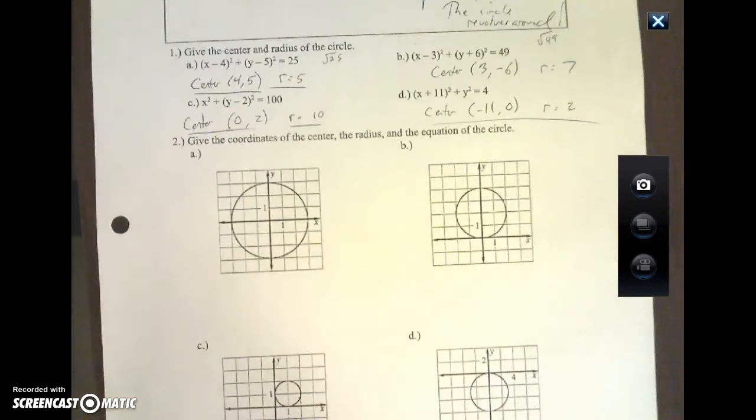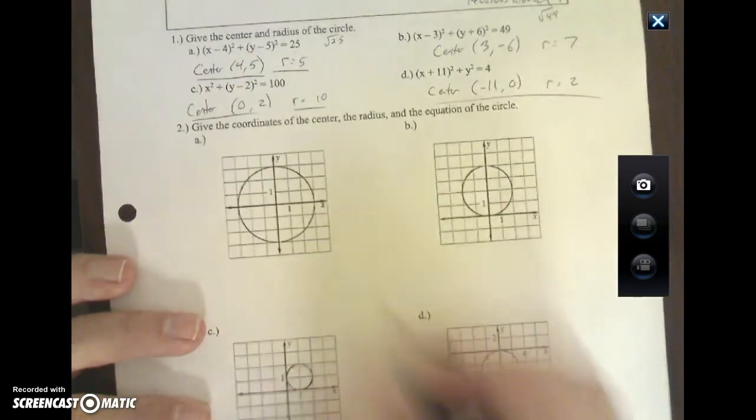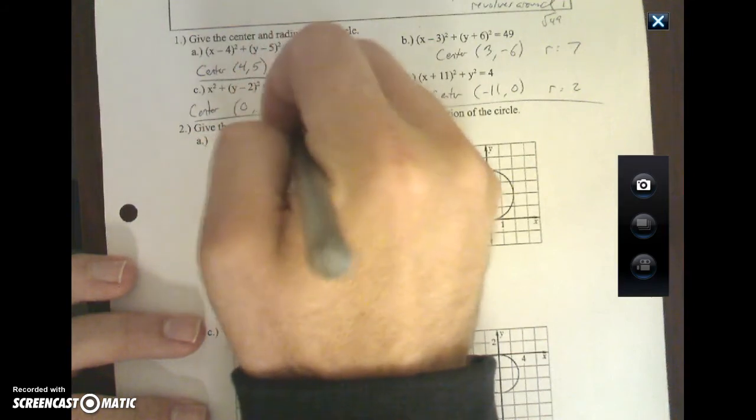All right? Wonderful. Now all we're going to do here is work backwards. So all you guys have to be able to do is identify what the center is and what the radius is, and then we're going to plug it back into my equation. Let me write this out for you guys.